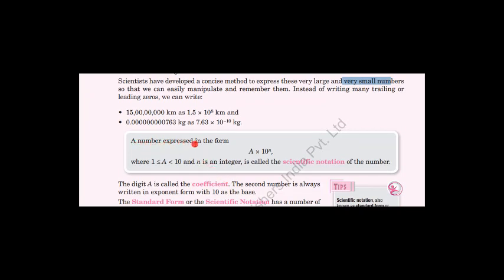A number can be expressed in the form a into 10 raised to the power of n, where a should lie between 1 and 10, that means 1 is included but 10 is not included, and n is an integer, that means it can be positive or negative. This is called the scientific notation of the number. So this complete box is to be written in your classwork copy. Make sure you definitely write it.